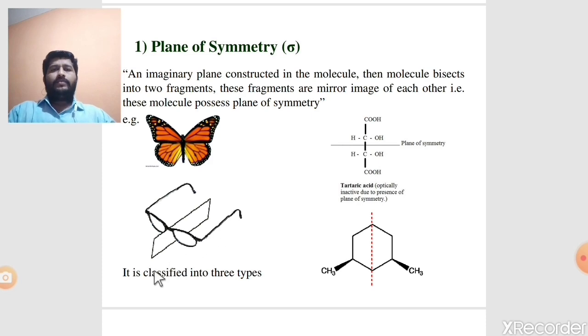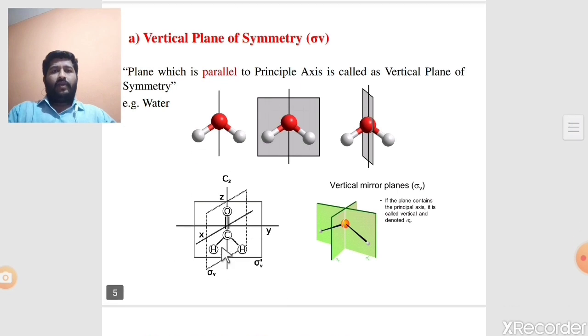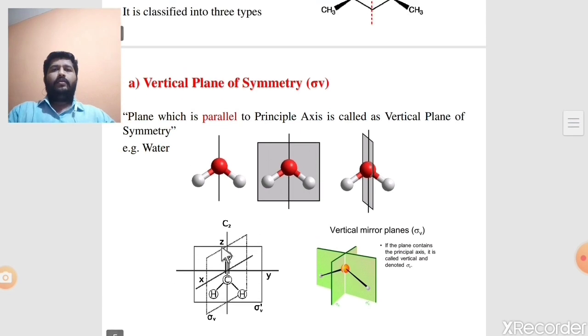Then plane of symmetry is classified into three types. Number 1, vertical plane of symmetry. Number 2, horizontal plane of symmetry, and number 3 is the dihedral plane of symmetry. Number first, vertical plane of symmetry is represented by the symbol sigma v. A plane which is parallel to the principal axis is called a vertical plane, and the symmetry is called vertical plane of symmetry. See the number first example, a very interesting example, the water molecule.